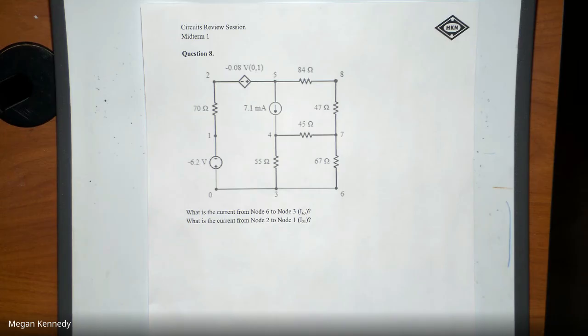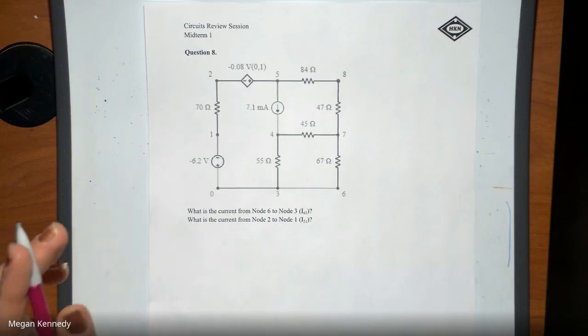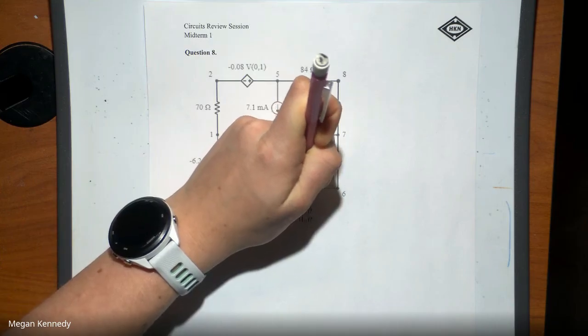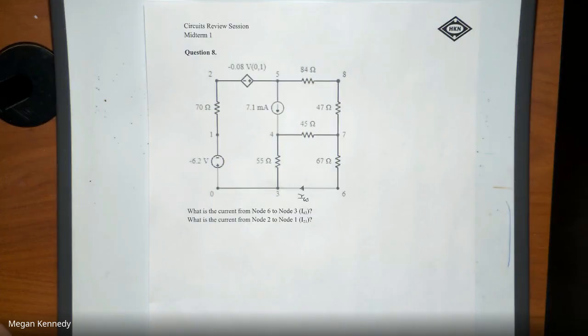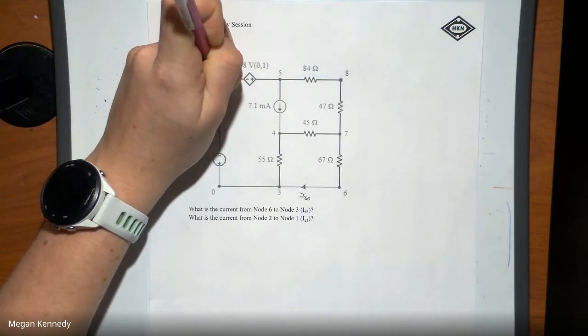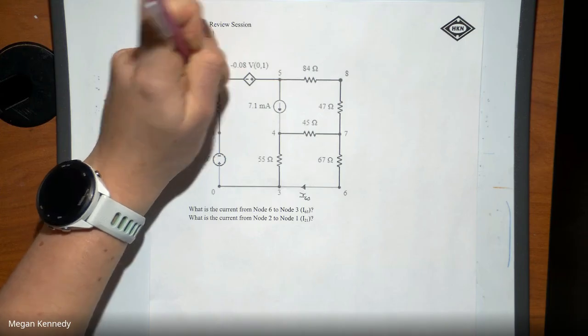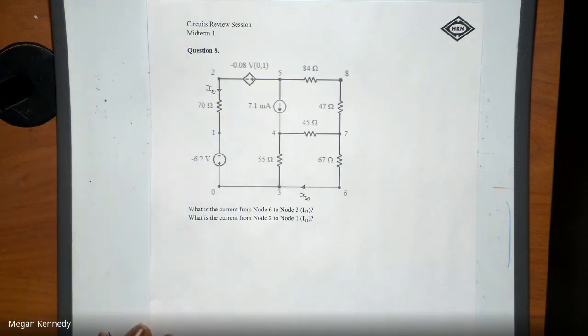All right. So we're trying to find the current from 6 to 3 and the current from 2 to 1. With this one, again, I would recommend using mesh currents, mainly because it is a bit simpler than doing your node voltage, because you would have 5 nodes in this case that you would have to try to solve, whereas you would only have 3 loops for your current.